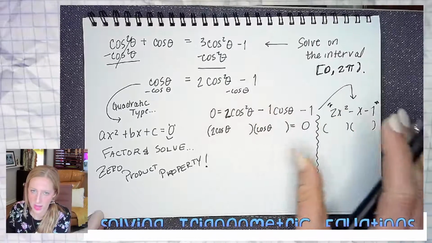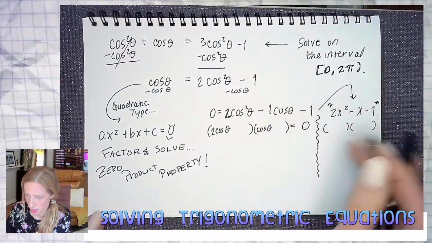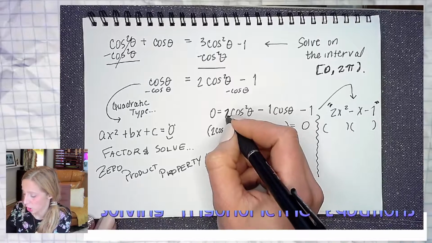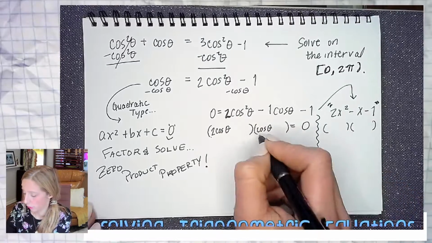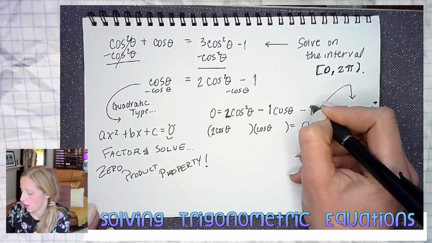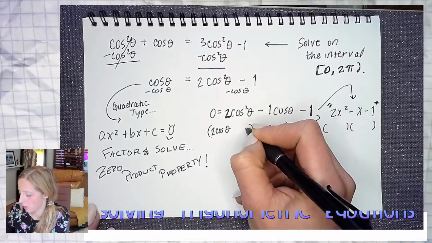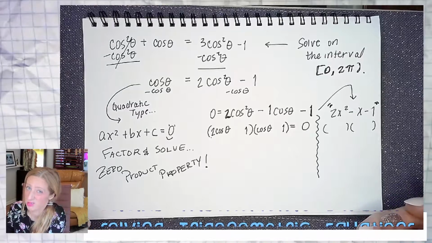I'm not showing AC method right now, but you could still do AC method and grouping. I'm kind of doing the cheap guessing and checking. So 2 is prime, so it's got to be 2 and 1. I don't have any other choice for first and first. And this one, last times last, means this has to be 1 and 1. There's nothing else that we could multiply to give me 1, right?